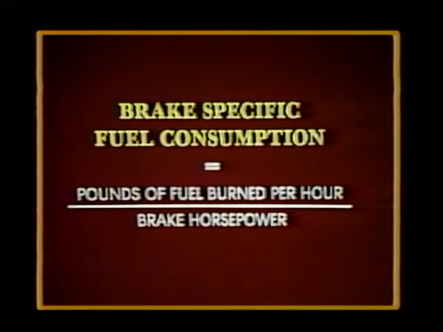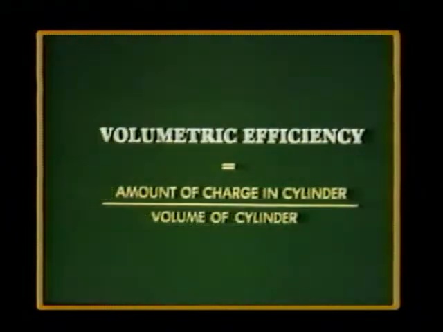Rather than using the thermal efficiency of the engine, a more commonly used measure of efficiency is the brake-specific fuel consumption. This factor is the number of pounds of fuel burned per hour to produce 1 brake horsepower. This varies from about 0.4 of a pound to around 0.6 of a pound per hour, depending on the speed and the load on the engine.